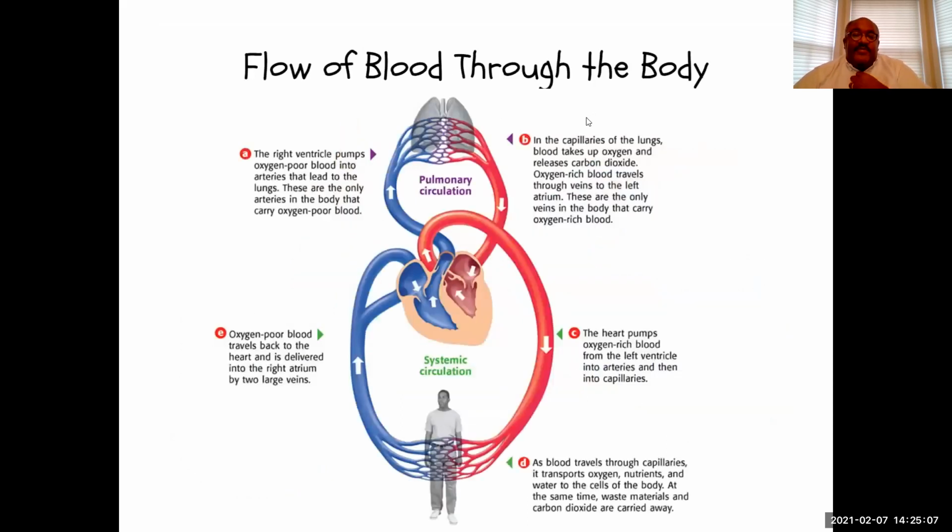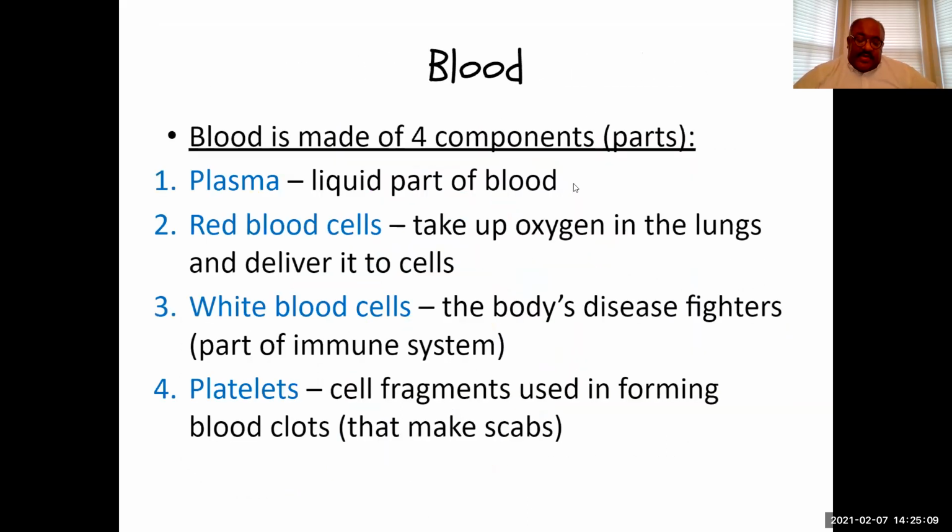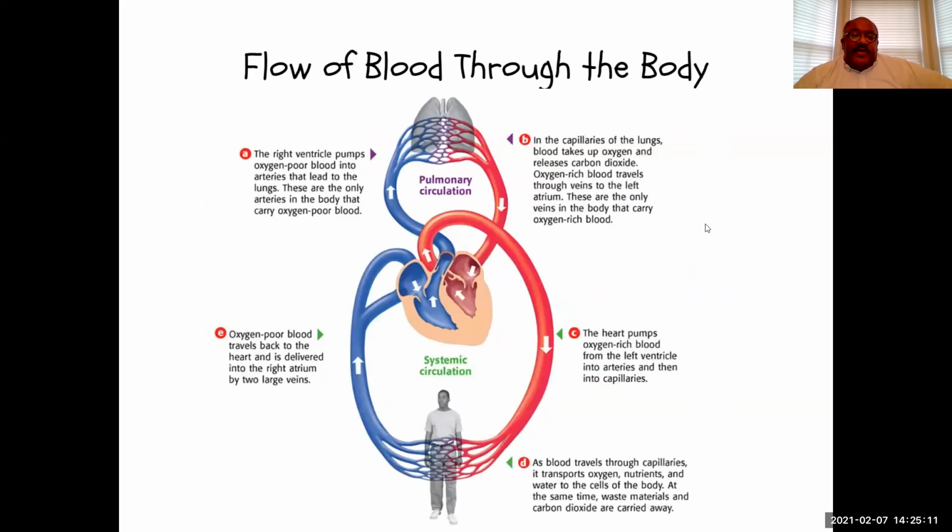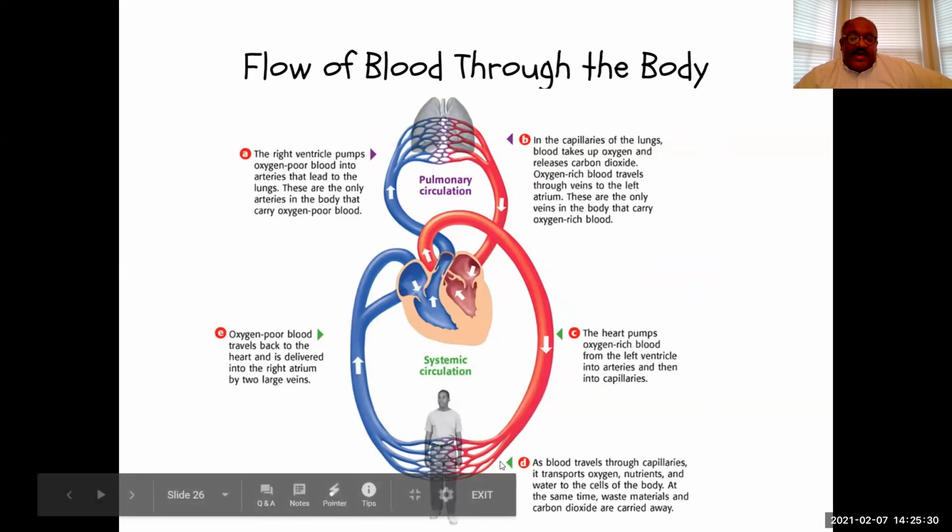Okay, flow of blood through the body. When the left ventricle pumps it, it goes through the aorta. Basically there's a split. The blood goes all the way up to the brain and back through the superior vena cava. Then the blood goes down to the legs, back up into the heart through the inferior vena cava.